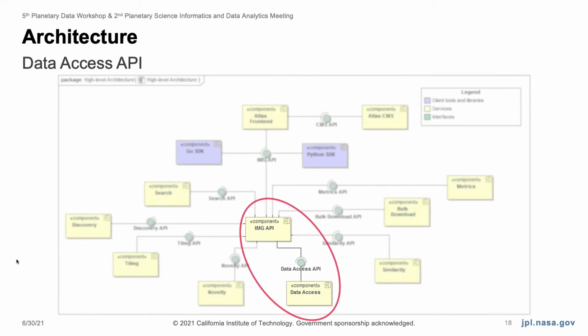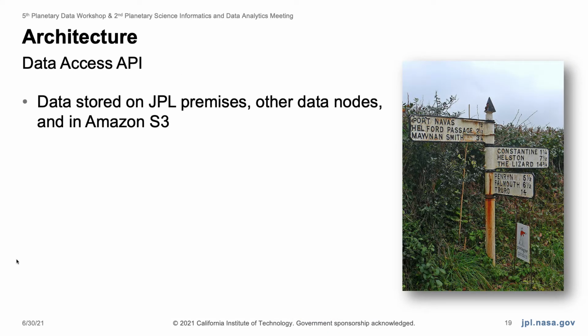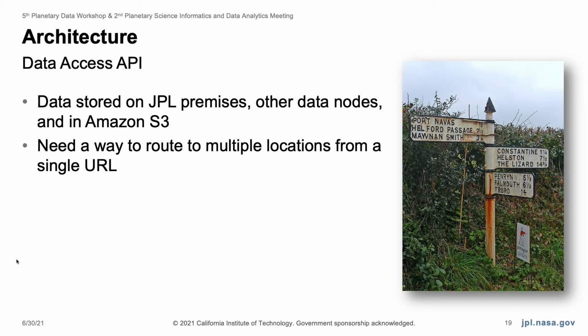Next, we're going to talk about the data access API. The motivation for this is, as I mentioned, we have data stored not only on premises at JPL, but also at other data nodes, for example USGS, and also in Amazon S3. One of the problems is that we need a way for users to not necessarily know that data is being stored in this S3 bucket or that S3 bucket or at this server at JPL. They don't really care, but we need to be able to support having data in these different locations without confusing the user.